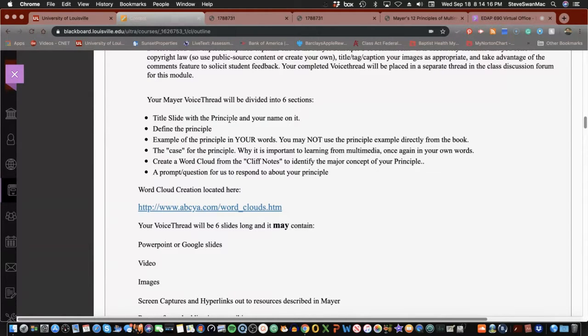For example, the coherence principle: people learn better when extraneous words, pictures, and sounds are excluded rather than included. In my own words, that would mean don't do a presentation where you have too many distractions. How about that? Example the principle in your own words. You may ignore the book part, because we used to use the book. What do you think it means?